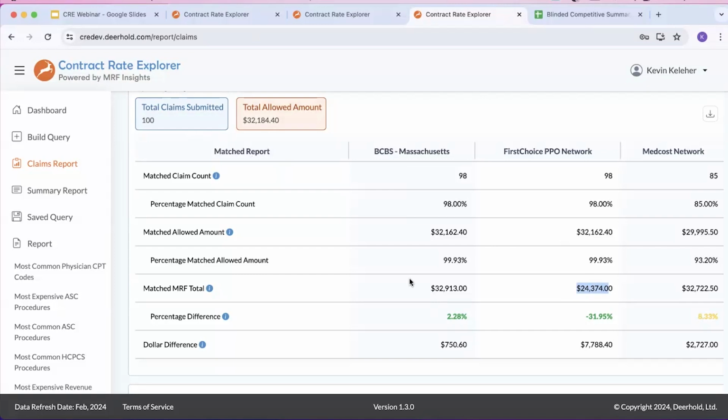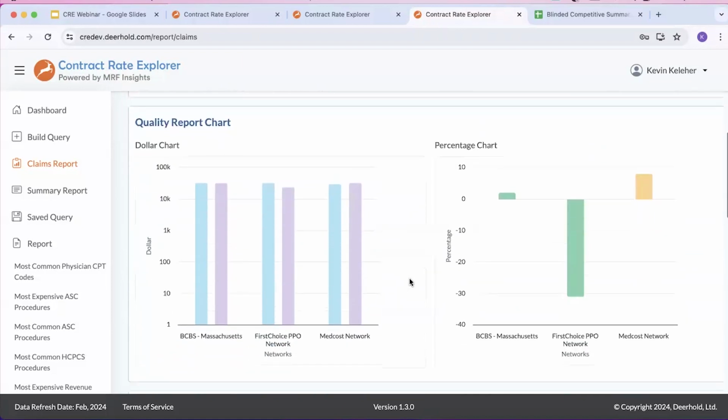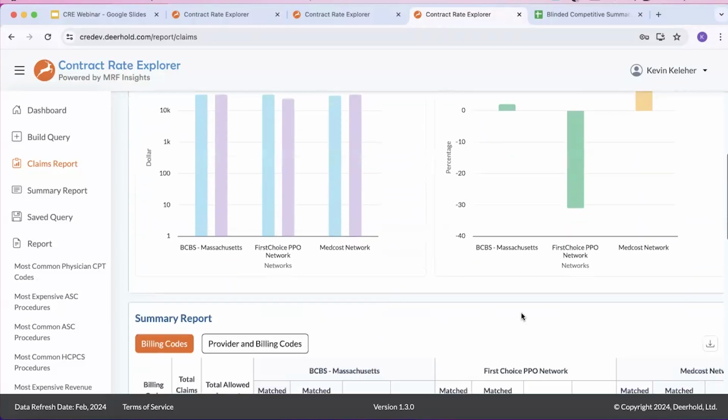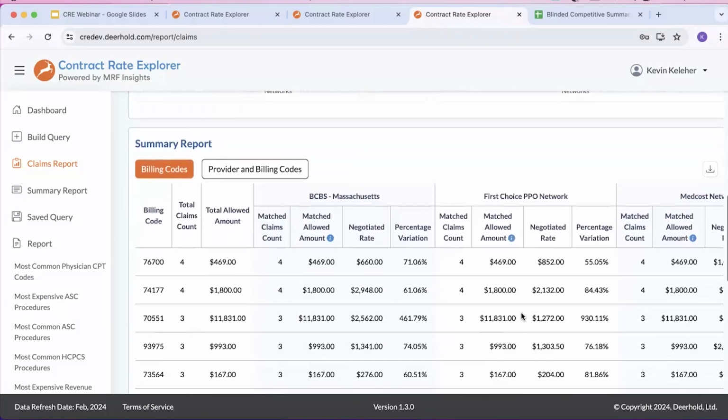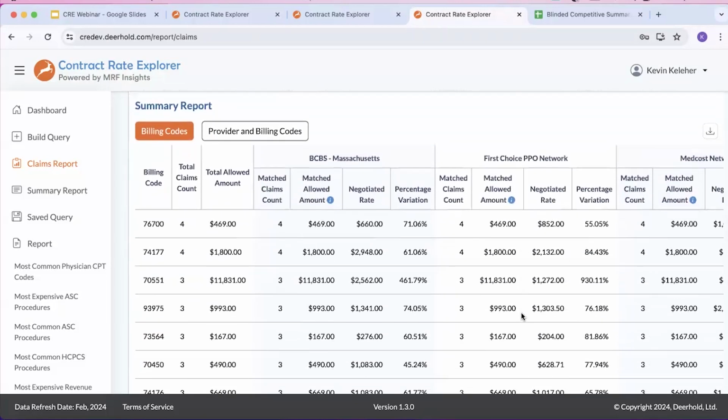get a very quick idea of how a given population and their claim experience, what the pricing would have looked like using alternative networks. And now I can compare different options against one another. And we provide that information in a visual form as well, looking at total dollars as well as the percent differences.